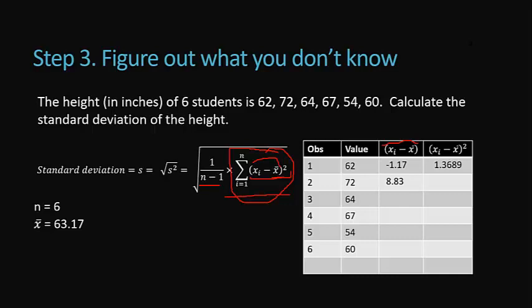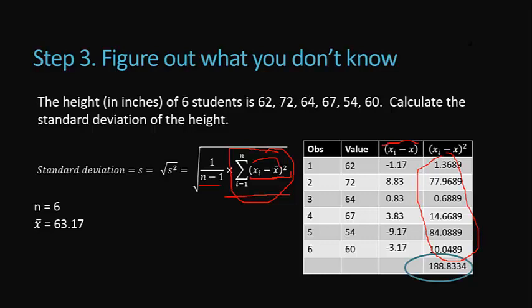Next is the second observation, which is 72. You do xi, 72, minus x bar, 63.17. That gives you 8.83, and you square that to get 77.9689. You do that for each individual observation and square it. Once you sum up all these values, you will get 188.8334, which is the sum of xi minus x bar all squared, the same as this term here.